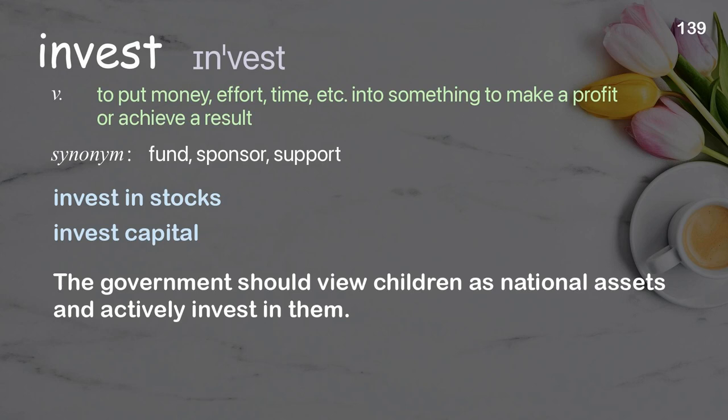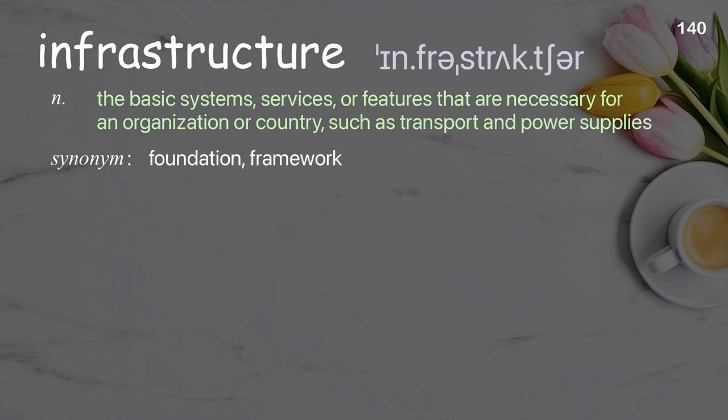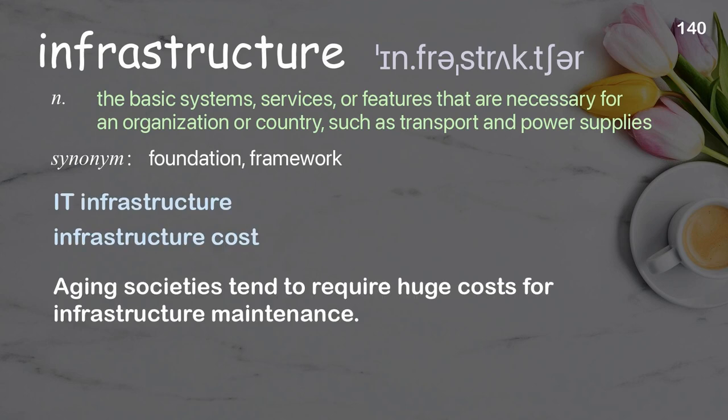Infrastructure. The basic systems, services, or features that are necessary for an organization or country, such as transport and power supplies. Examples: IT infrastructure, infrastructure cost. Aging societies tend to require huge costs for infrastructure maintenance.